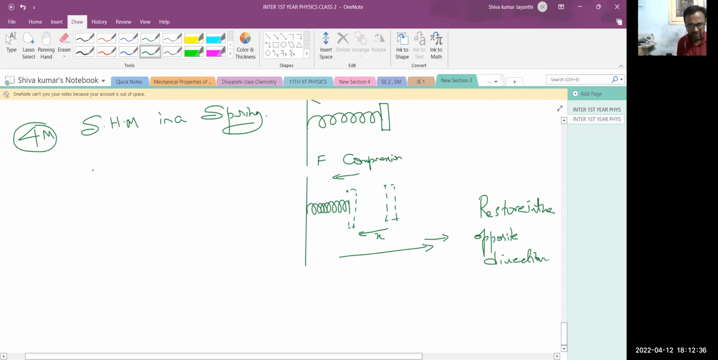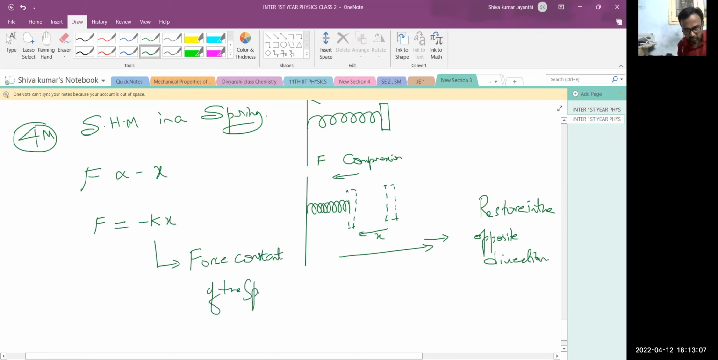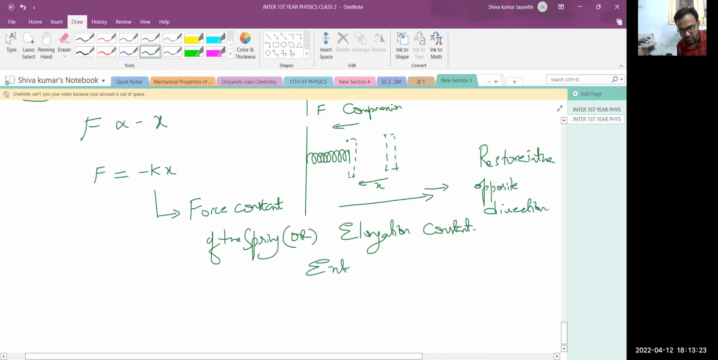That clearly signifies that the force applied and the displacement of restoration are proportional and opposite. So it is like F is proportional to minus x. The proportionality constant has been given as k, so F equals minus kx. This k is not that phase constant k. This k is called the force constant of the spring, or elongation constant, sometimes called the extension constant.